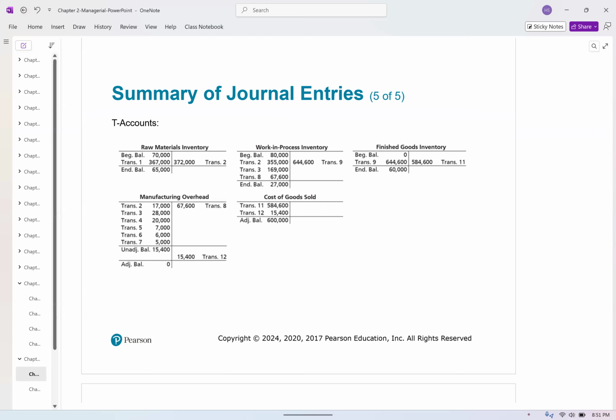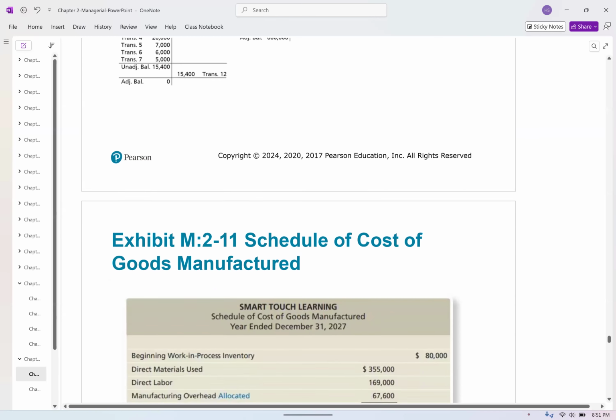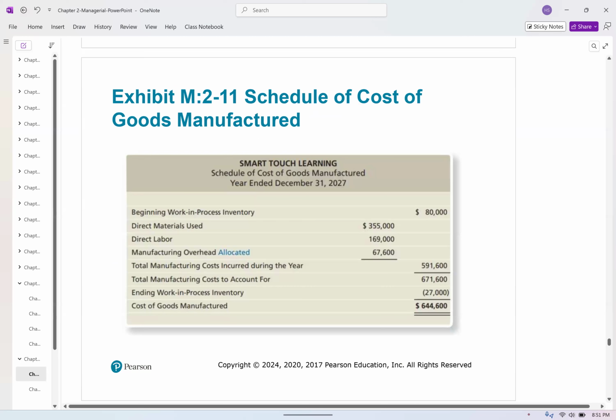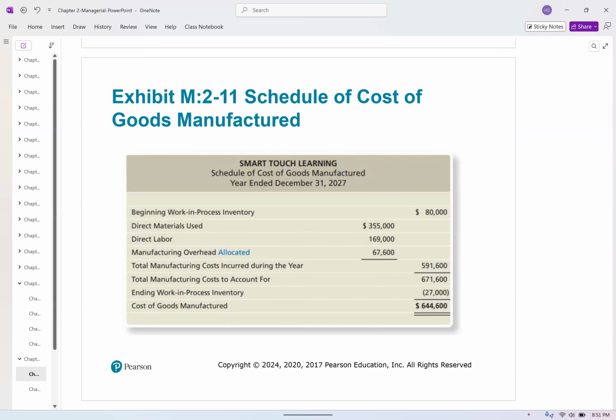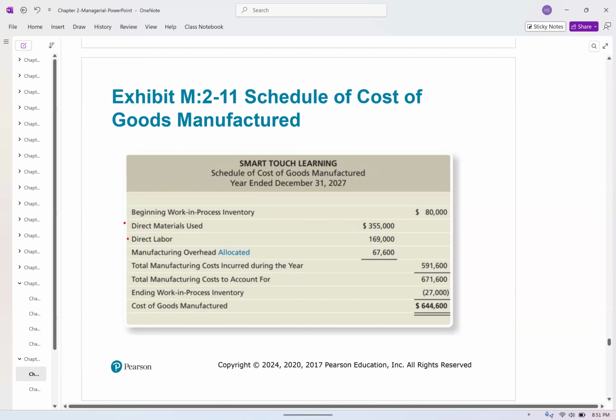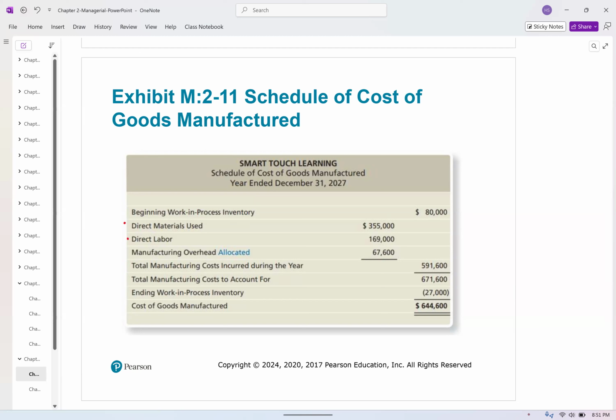I don't have a cost of goods sold T account in my little spreadsheet or my little diagram that I gave you, but you can add it if you'd like. Okay. Here is a schedule of cost of goods manufactured. Do not attempt to do this one if you haven't done those T accounts. It's going to help you a lot to have those numbers in those T accounts. You know exactly what your direct materials are going to be. You know what your direct labor is going to be. Then we have our manufacturing overhead, what that was allocated.